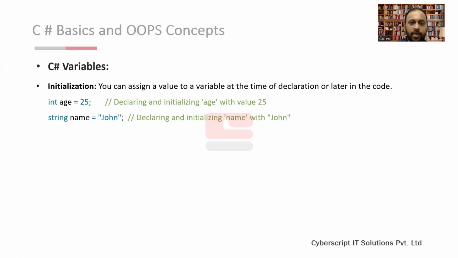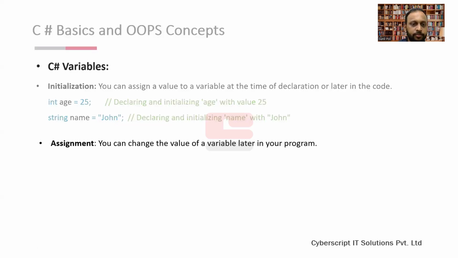Initialization. You can assign a value to a variable at the time of declaration or later in code. Here int is the data type, age is the variable name, and 25 is the value which we want to assign to the age variable. Whenever we declare the variable, we can also assign a value to it. This is called initialization. Here string is the data type, name is a variable name, and John is the value, declaring and initializing name with John.